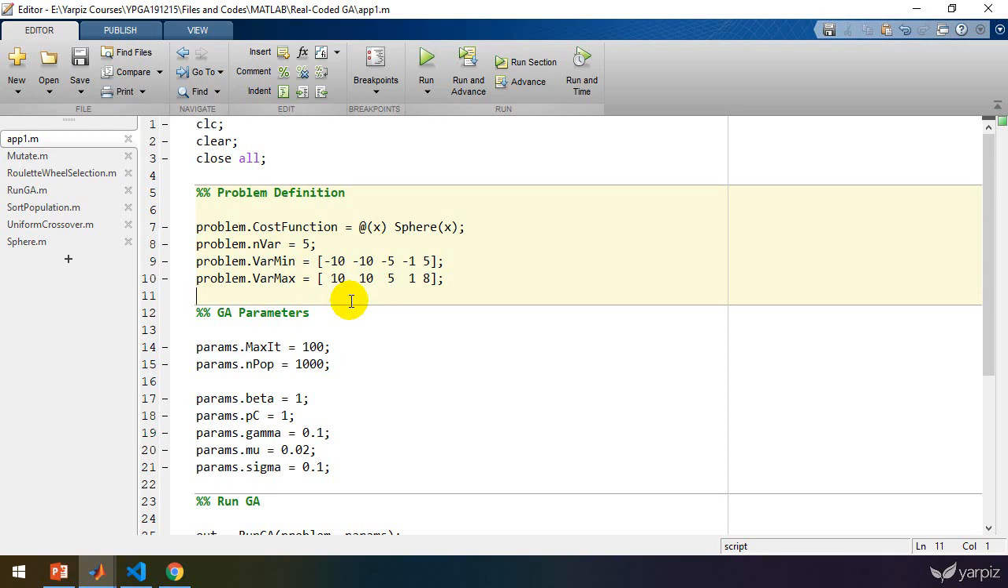And remember that this modification is available to be done on other implementations, other algorithms. We have more than 20 algorithms implemented in YARPAs, and they are available to download. And you can use this technique to define different ranges for different variables.